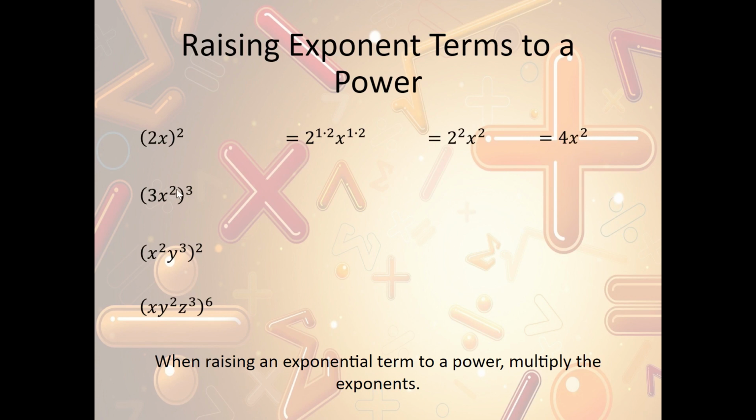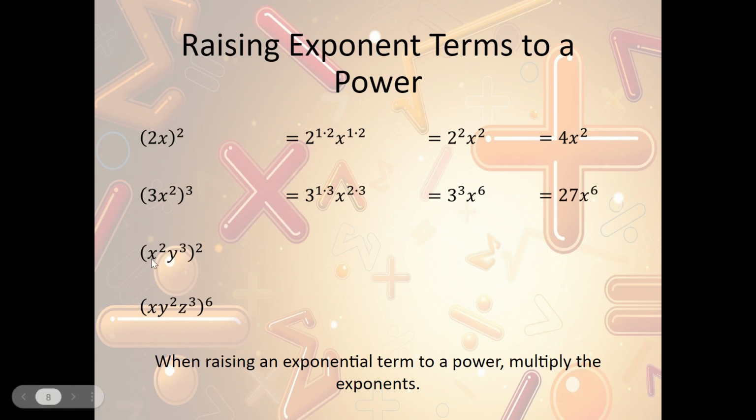Let's look at this one. Again, same thing. This is 3 to the 1st and x squared. So we're going to multiply each of those by the power out here, which is 3. So we got 3 to the 1st times 3 and x to the 2nd times 3. Well, we know that 3 to the 1st times 3 is 3 cubed, and 2 times 3 is 6. So we got 3 cubed times x to the 6th, and 3 cubed is 27. So it's 27x to the 6th.